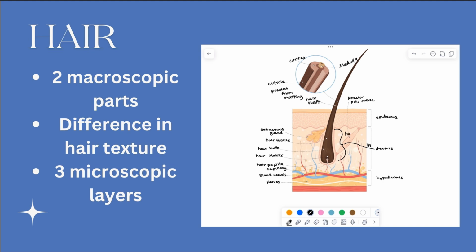The shape and structure of the hair follicle and hair shaft can explain the different textures in hair. The layers include the cuticle, which is the outermost layer. The function is to prevent hair from matting.